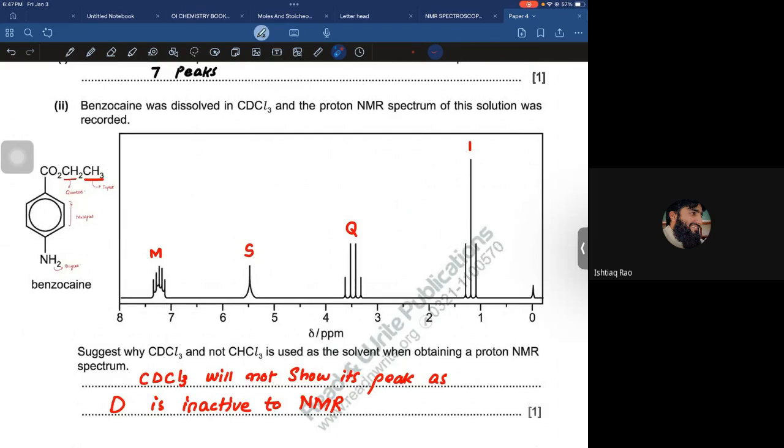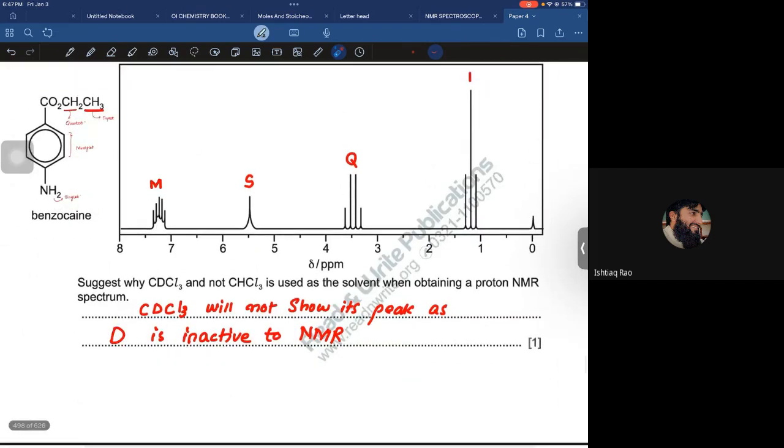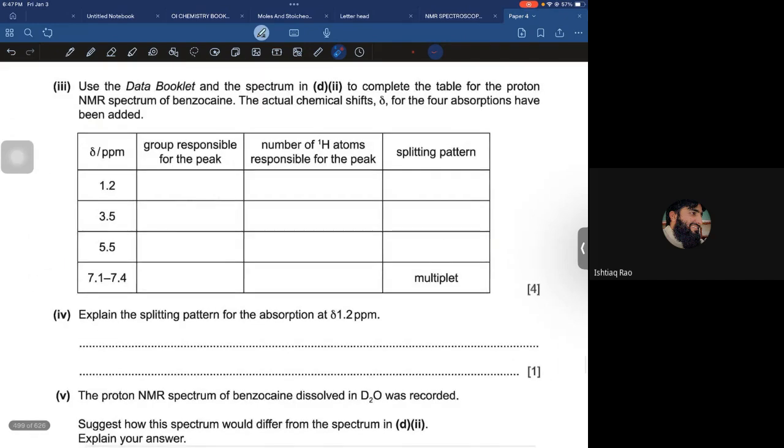It matches, right? Okay. Now you can see CH3 at 1.2 would be that, if I'm not wrong. Am I right? If you do it this way, it will help you a lot. So for the group responsible for this peak, you would write CH3. The number of hydrogen atoms responsible for the peak, 3. Splitting pattern triplet, right? It's so much easy. Remember, it's so much easy.